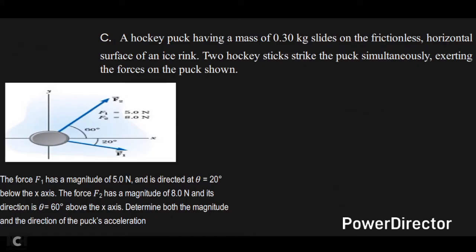Let's go on to another type of question, which says a hockey puck having the mass of 0.30 kg slides on the frictionless horizontal surface of the ice. Then two hockey sticks strike the puck simultaneously, exerting forces on the puck as shown. The F1 has the magnitude of 5.0 newtons and it is directed at an angle of 20 degrees below the x-axis. The force F2 has the magnitude of 8.0 newtons and its direction is theta equal to 30 degrees above the x-axis. Determine both the magnitude and the direction of the puck's acceleration.